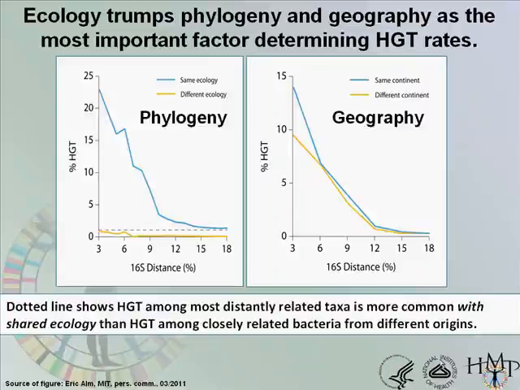And you can see that the rates of horizontal gene transfer of microbes that share the same ecology, whether it's physical parameters or nutrient requirements or whatever, is much, much higher than microbes that have different ecologies. And in fact, there's not much difference whether they come from the same continent or a different continent. So you think proximity would play a role, but it's not proximity, it's ecology that drives horizontal gene transfer rates. So the dotted line shows horizontal gene transfer amongst most distantly related taxa is more common with shared ecology than horizontal gene transfer amongst closely related bacteria from different origins. Kind of counterintuitive.